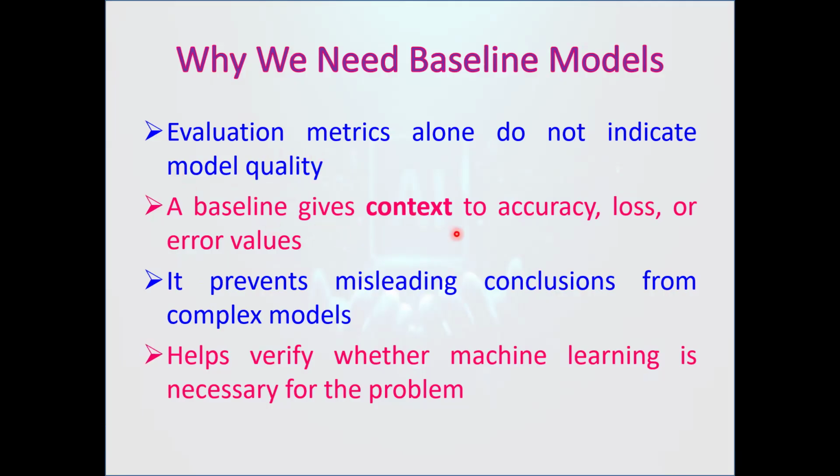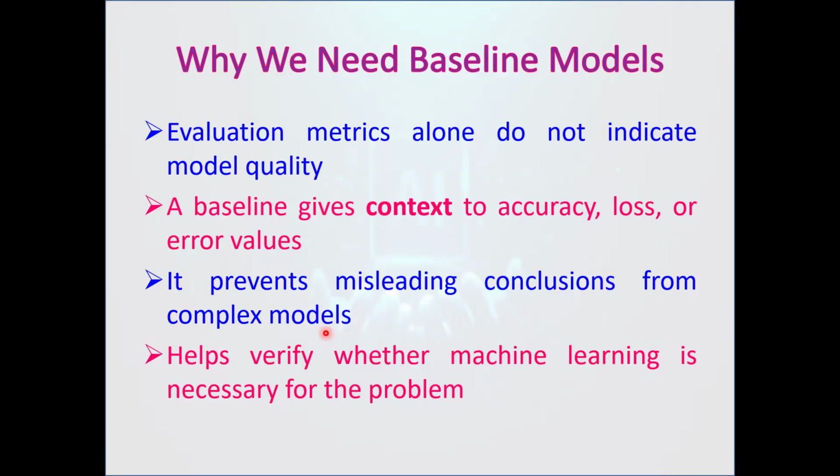Next, a baseline gives context to accuracy, loss, or error values. That means baseline models provide context by showing what level of performance can be achieved without complex learning. This allows researchers to judge whether the improvements are significant or negligible. With this context, evaluation metrics become easier to interpret, helping in making better decisions about model design and tuning. And it prevents misleading conclusions from complex models.